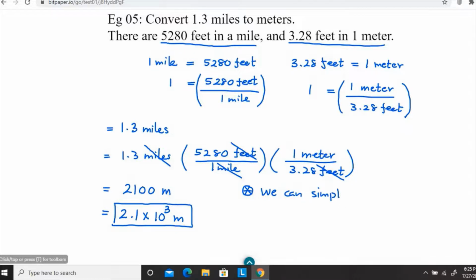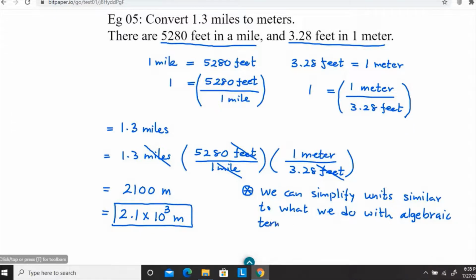So we can simplify units similar to what we do with algebraic terms. So this is something important to note down.